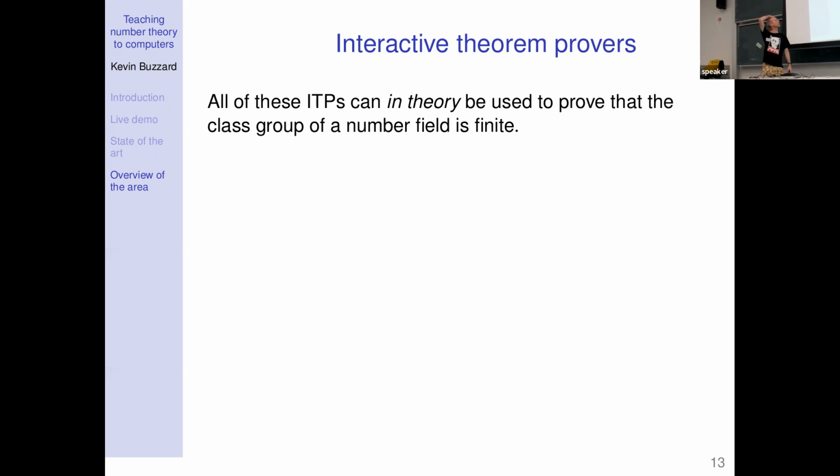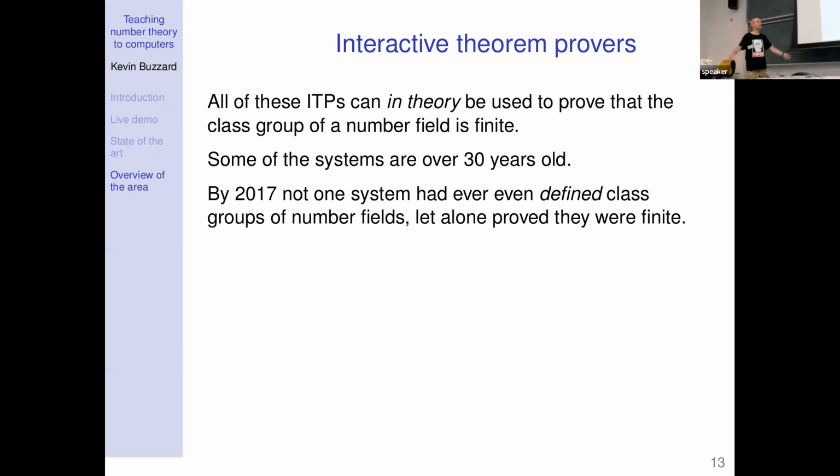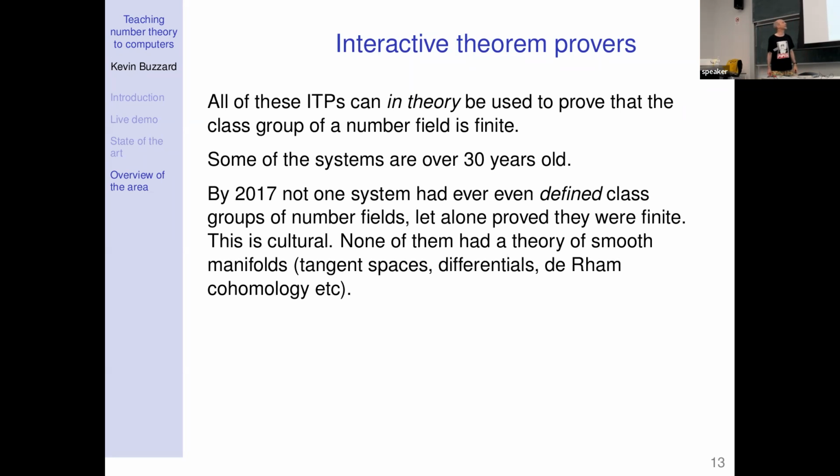So what do these things do? They could all be used in theory to prove the class group of a number field is finite. And these systems have been around for decades. And it turns out that it's just not the kind of question that people were interested in, because the majority of the people working in the area were computer scientists. So in particular, nobody had proved the class group of a number field was finite because nobody defined the class group of a number field. And as I say, this is not because the systems couldn't do it until recently, it's because nobody tried. It's as simple as that.